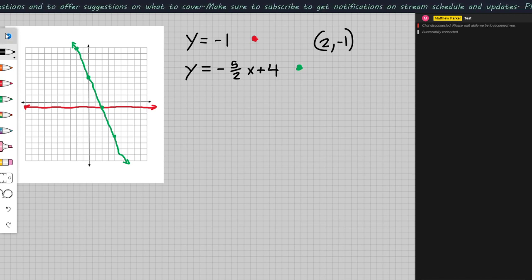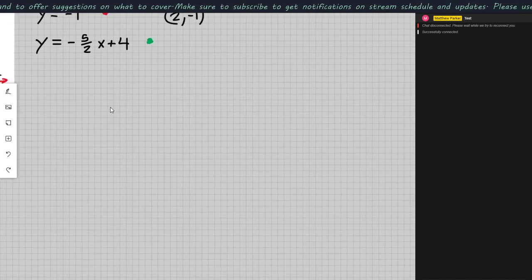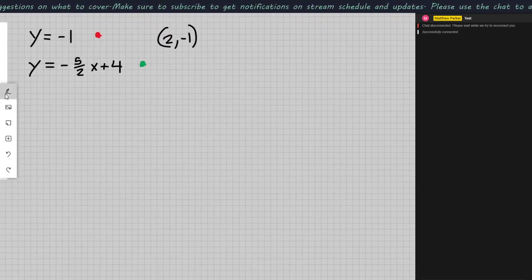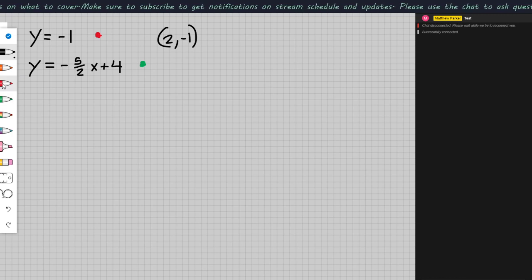So with that done, I'm going to move away from the graph, and I'm going to solve with substitution. This one's going to be a little bit easier to solve, because the y value is already found out to be -1. So look at that, that's a -1.